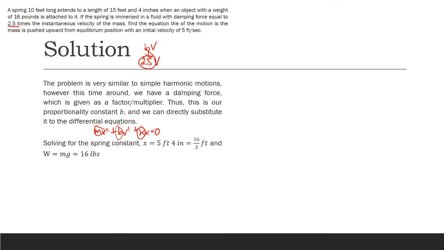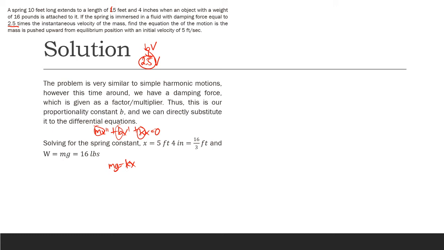So, that's only 5 feet, I think. 5 feet. Okay, right. 5 feet and 4 inches. So, therefore, our x, class, is 16 over 3 feet. And the formula we will use here is mg is equal to kx. So that's what we're going to use.